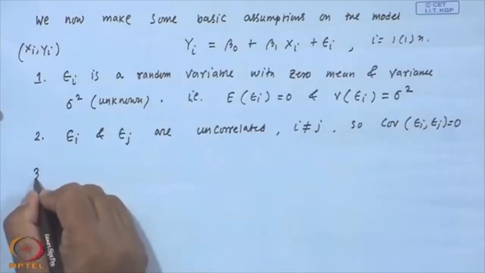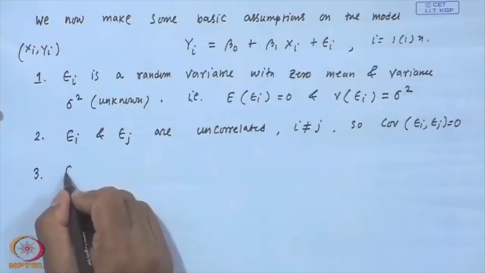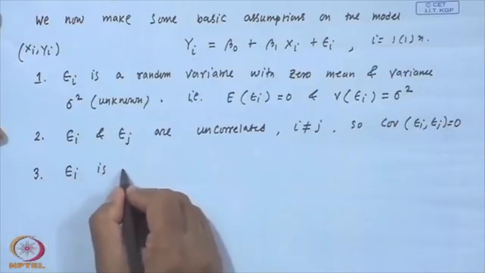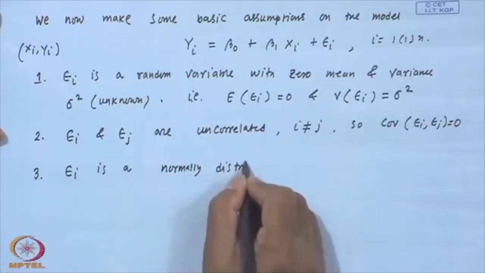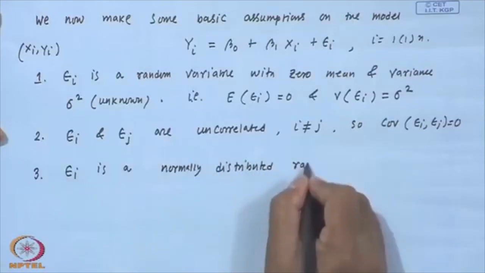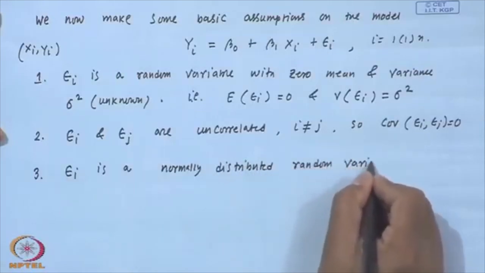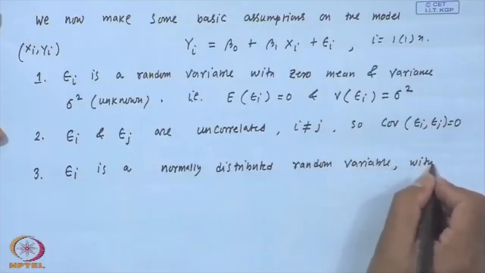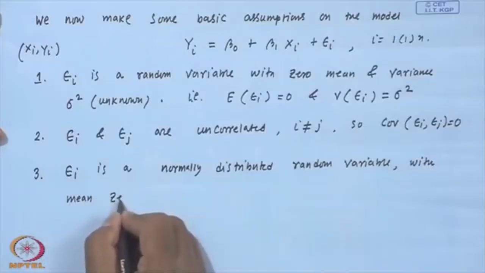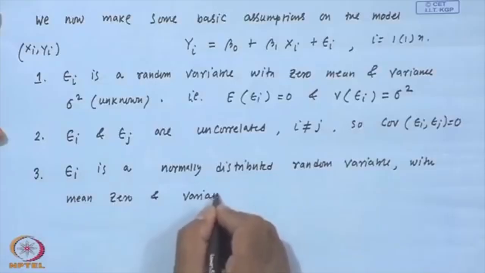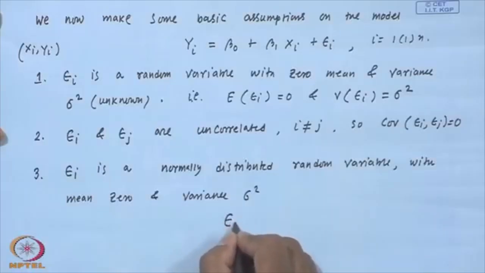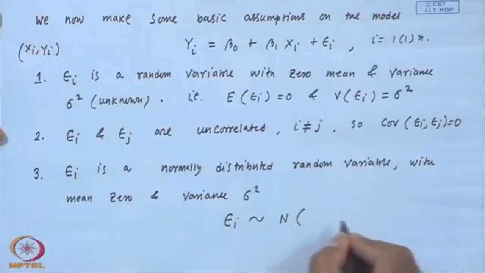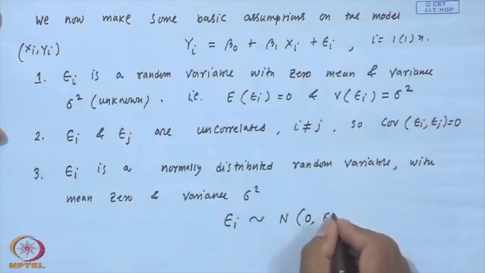The third one is that epsilon i is a normally distributed random variable with mean 0 and variance sigma square. That means, we are assuming that epsilon i follows normal distribution with mean 0 and variance sigma square.